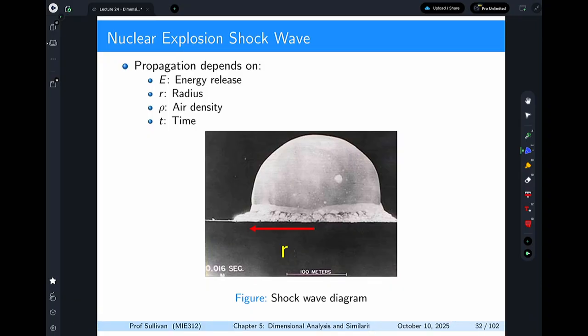So his argument was that if I look at this particular case and see what's happening, I can see energy release, E, and reasonably, the radius of the explosion is going to be a function of time and density, air density. So if I blow up a nuclear bomb underwater, I'm going to have a different result than if I blow it up in air.